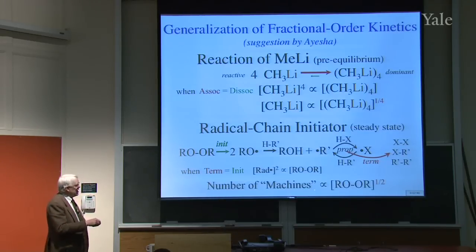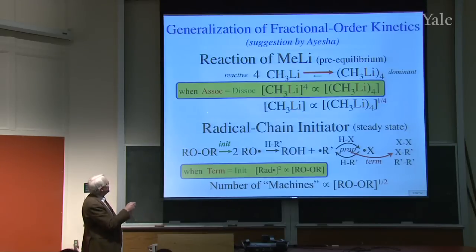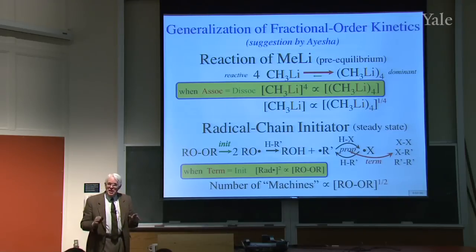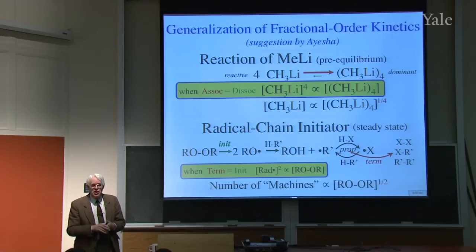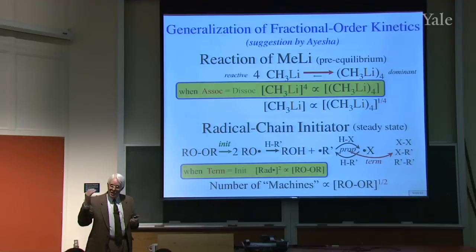The number of chains then is proportional to the square root of the amount of the initiator, right? And notice that this is the same. Association equals dissociation implies this relationship. Termination equals initiation implies this relationship. So really they are the same thing, even though when she asked me the question, I thought they were completely different. So I've been teaching this for 45 years or something like that, and it never occurred to me that these fundamentally were the same thing, the reason you have this fractional order kinetics.